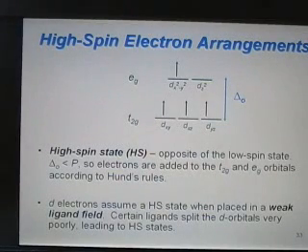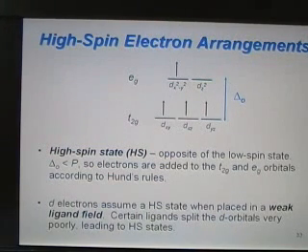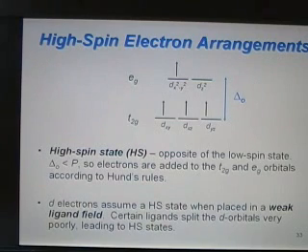High spin is the direct opposite of low spin. That fourth electron now occupies the dx squared minus y squared in the EG set. This is when the pairing energy is greater than the octahedral field splitting energy, so it forces that fourth electron up into the EG set. Now, this is, as I said earlier, the high spin state.